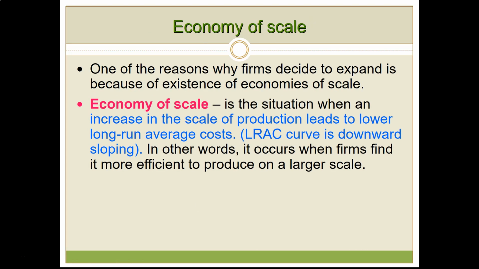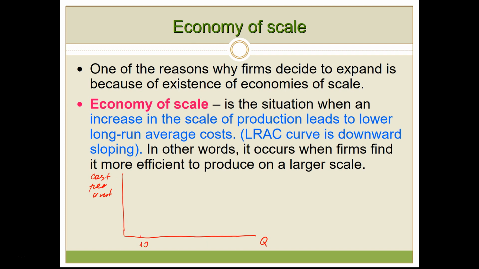And scale economy is one of the reasons why firms decide to expand, simply because it becomes cheaper to produce their products. Economy of scale is simply a situation when higher level of output leads to lower costs per unit, lower long-run average costs. In other words, the long-run average cost curve is downward sloping. Let's have a look. We will plot a quantity of output along horizontal axis and costs of production per unit, costs per unit along vertical axis.